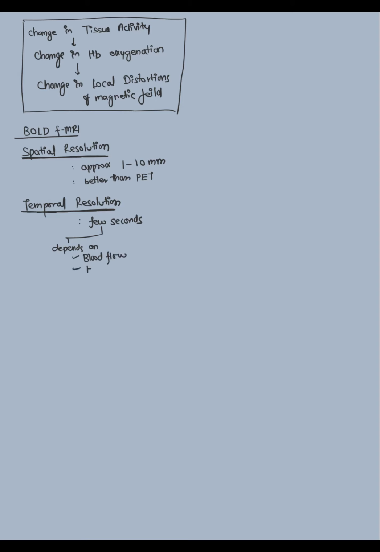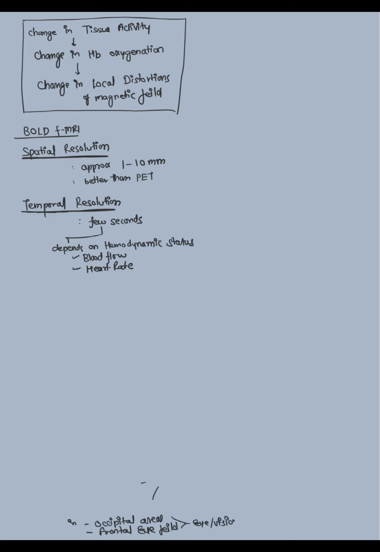Spatial resolution indicates the neural area involved, which can detect up to 1 to 10 millimeter, which is better than the PET, and the temporal resolution is up to a few seconds. So it will take a time lag of a few seconds for the result of the MRI to appear. This temporal resolution is also dependent on blood flow and the heart rate. So basically it is dependent on the dynamic status of a person.